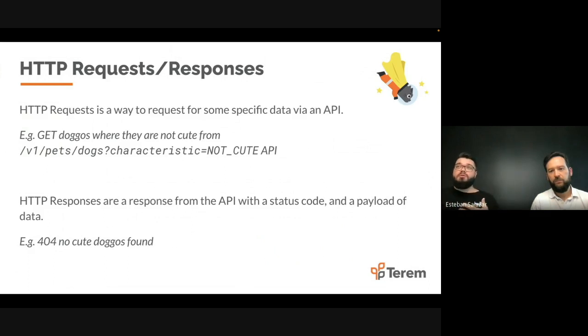Then we have an HTTP response, which is a response from the API with a status code. Depending on that status code, you may get a payload of data with it as well. In this case, since we queried the pets API trying to find all the dogs that are not cute, we get a 404 because none can be found, since there are no not-cute doggos. That's an example of a request and a response you're going to receive. Try to think of it in terms of basic English, but you're adding another layer on top to talk to the API itself. At the end of the day, you're just asking a question and getting a response to that question.